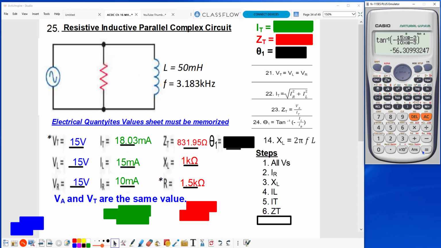It equals, and this tells us that it's negative 56.31 degrees out of phase. On the test, you will not have to put the degrees, you will have to put the negative sign, 56.31 degrees.